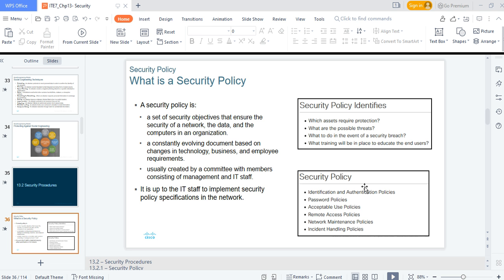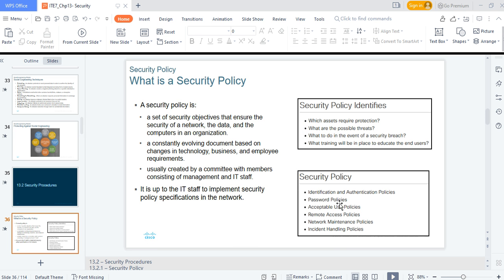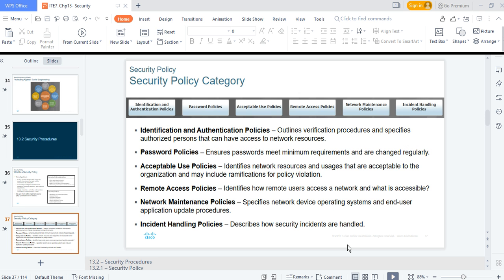People need to accept, people need to sign the policy and agree to comply by that policy, because most policies are also going to have punishments if you go against the policy. Then usually created by a committee with members consist of management and IT staff. So don't just do it alone. If you do it alone, then it might not be binding on everybody. So you have several types: AUP, remote access policies, network maintenance policies, and incident handling policies. So these are the different types and what they constitute.